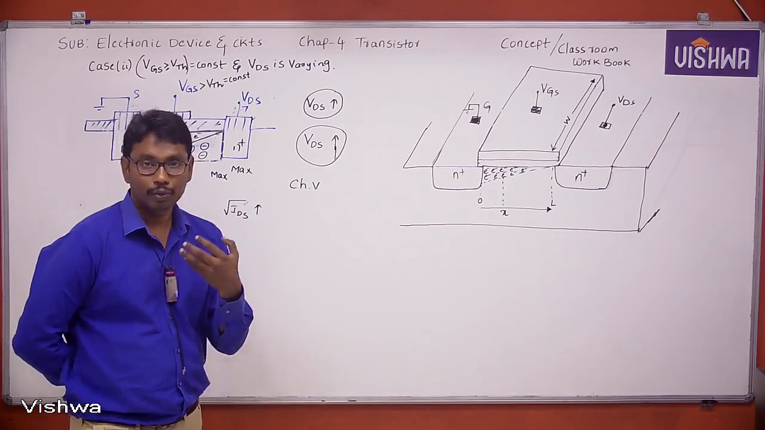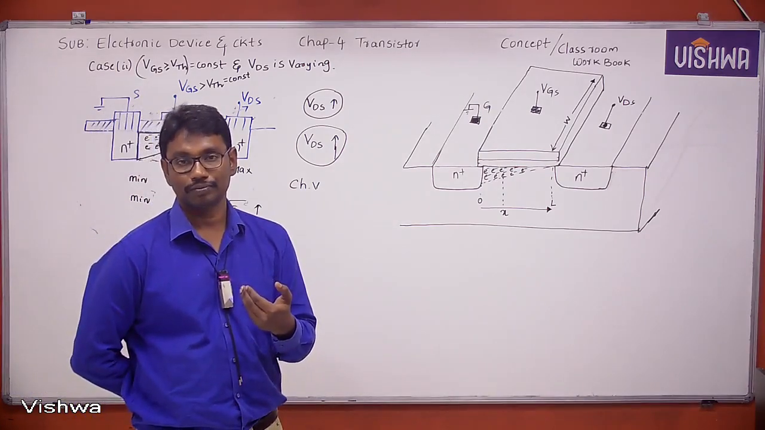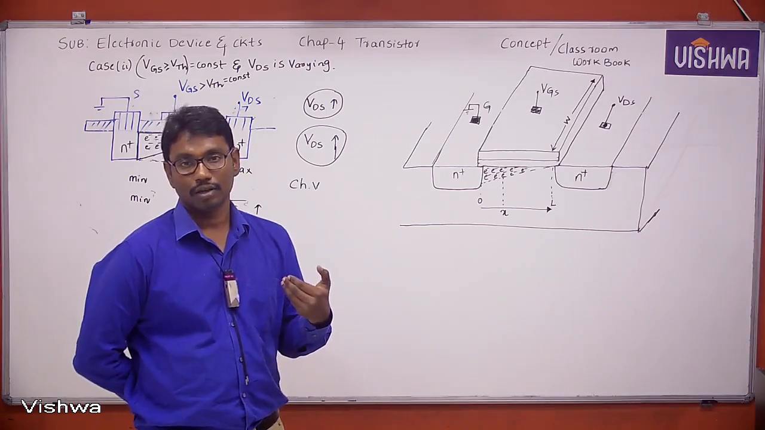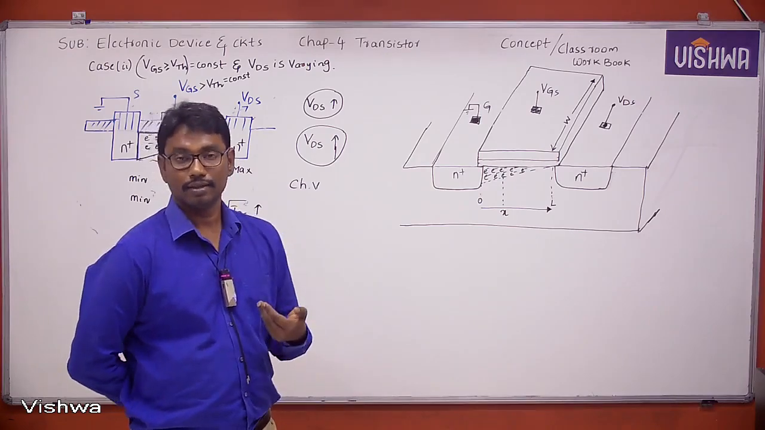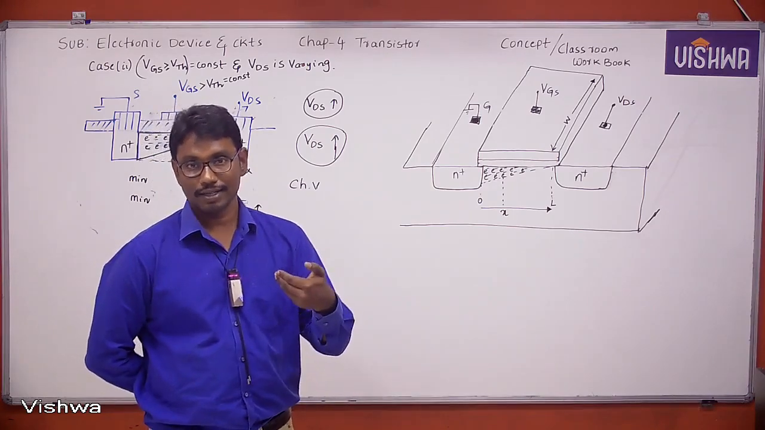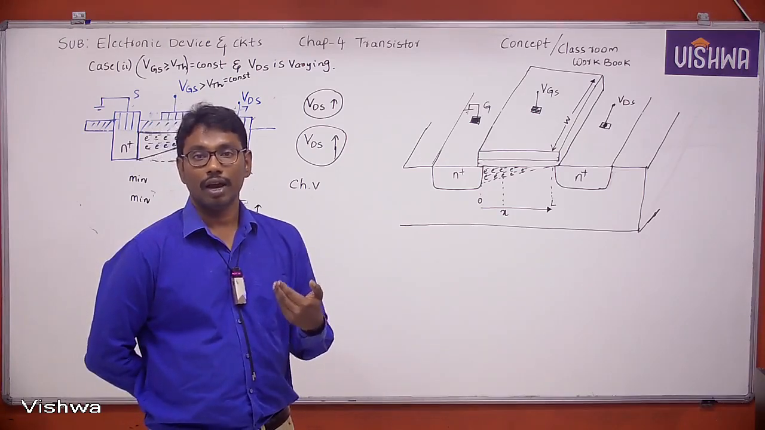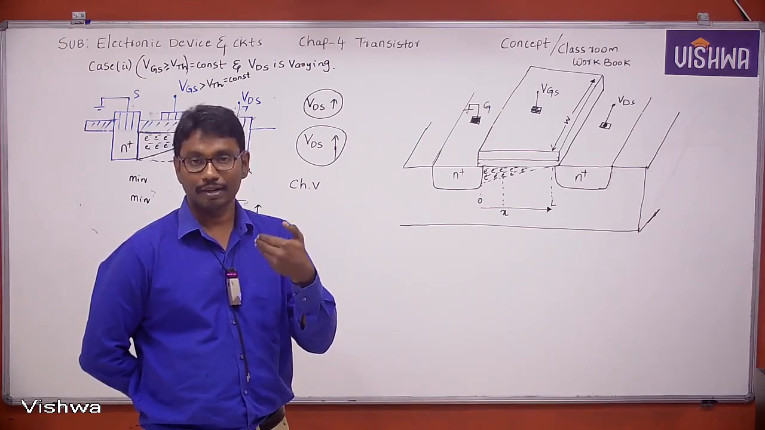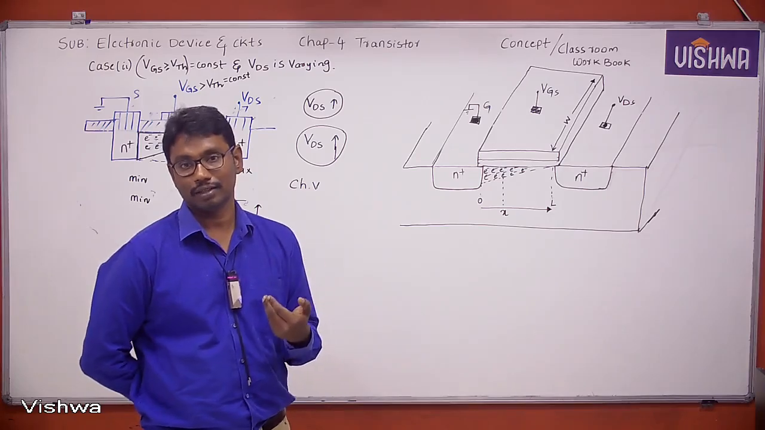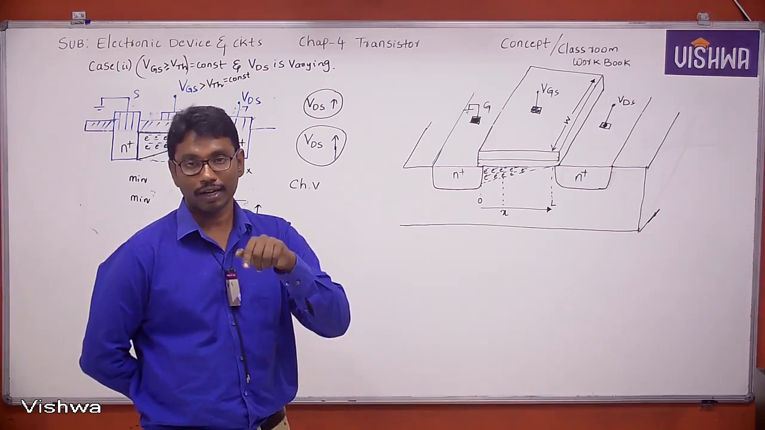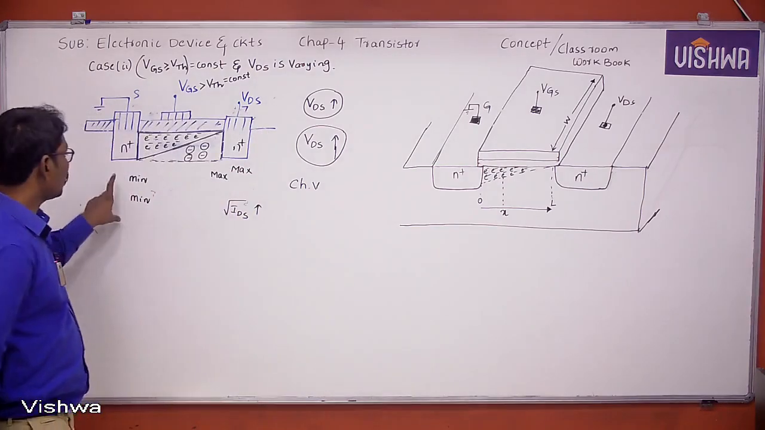Due to the wedge shape of the channel, channel resistance increases, and current IDS increases sublinearly. Underline: current IDS increases sublinearly. Copy this figure.